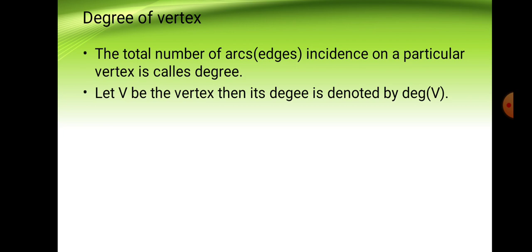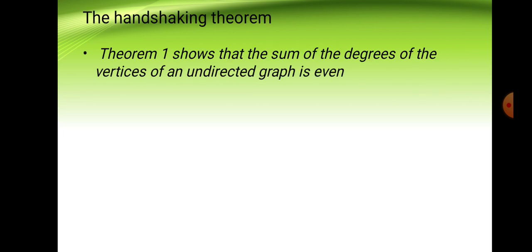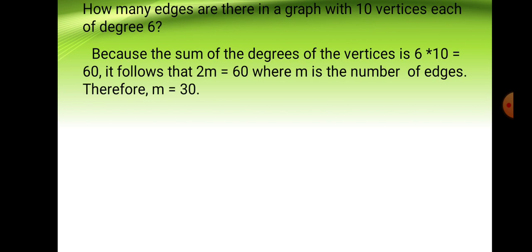Degree of vertex. The total number of arcs incident on a particular vertex is called its degree. Let v be the vertex, then its degree is denoted by deg(v). Handshaking theorem. The sum of the degrees of the vertices of an undirected graph is even. How many edges are there in a graph with 10 vertices, each of degree 6? Because the sum of the degrees of the vertices is 6 times 10, that is 60, it follows that 2m = 60 where m is the number of edges. Therefore, m, the number of edges, is 30.